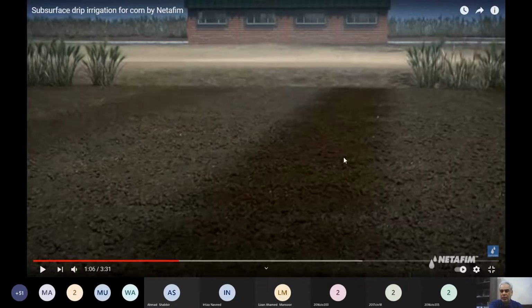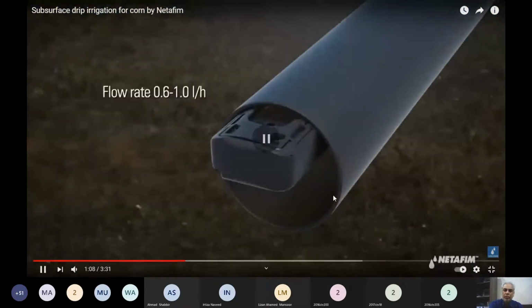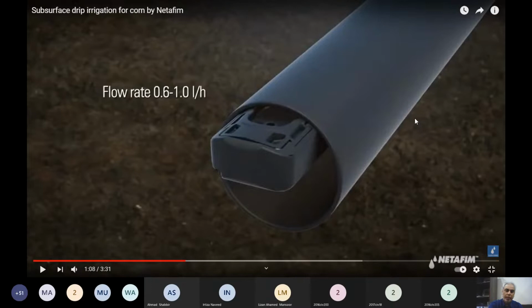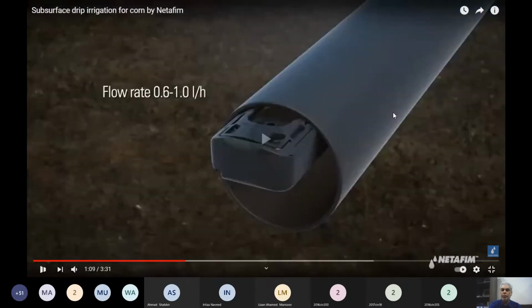This color difference is telling you how much area is soaked. If the pipe was over here, it is soaking about a meter on each side, so we can place pipes at 2 meter intervals from each other. Usually 1 liter per hour or less of water is provided in one pipe, and that is released through the pores.